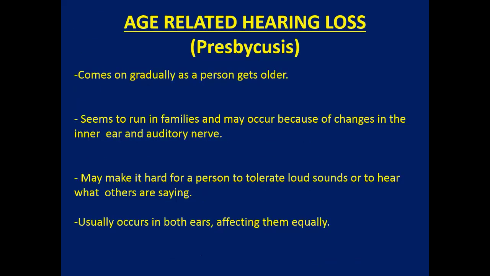So age-related hearing loss, the presbyacusis, we continue to talk about it. It comes on gradually as a person gets older. It runs in families. I told you the affected age is different, but all of us can get affected. It may make it hard for a person to tolerate loud sounds. So because they can't tolerate loud sound, when somebody is shouting at them, they can't understand. And it usually occurs in both ears, affecting them equally.